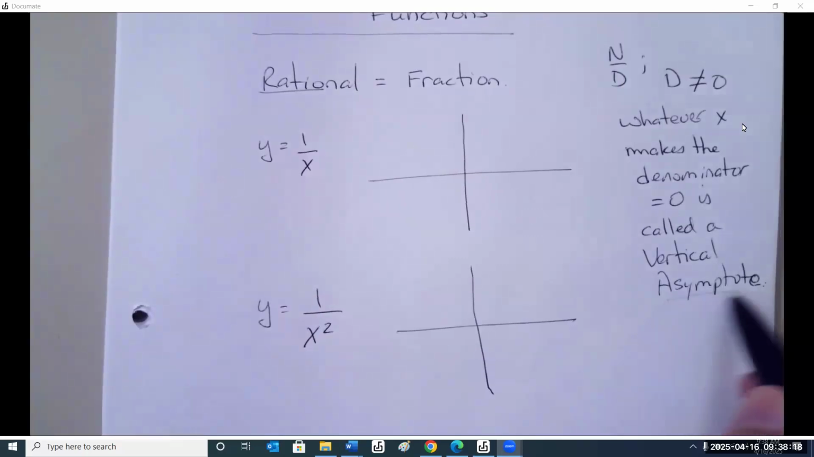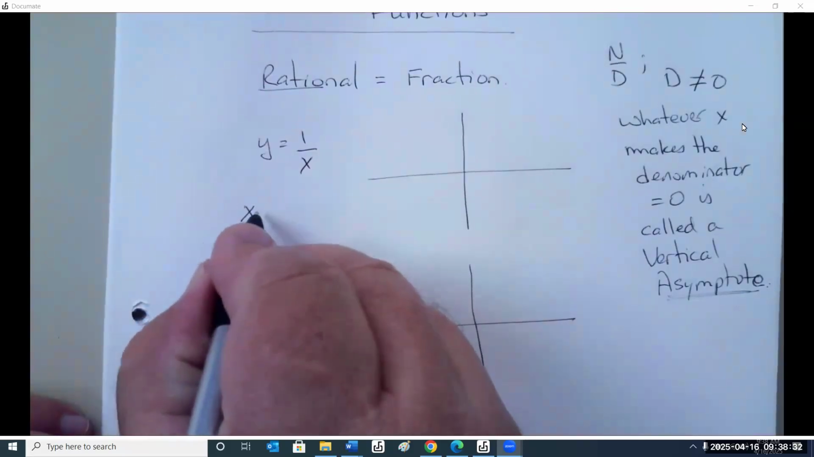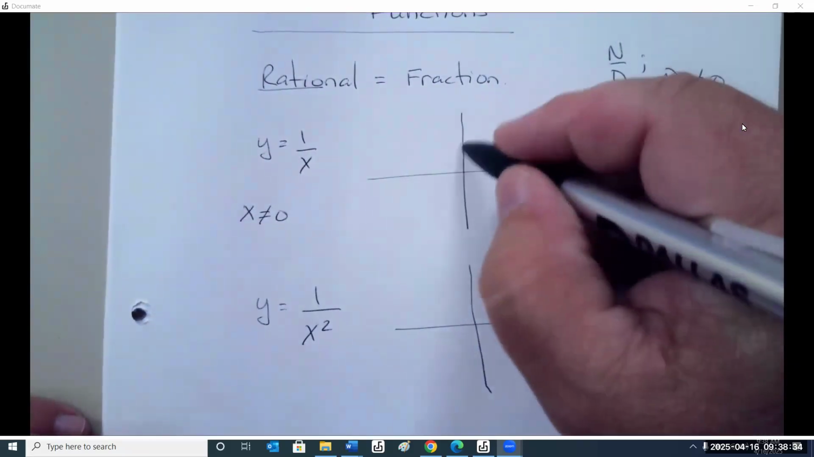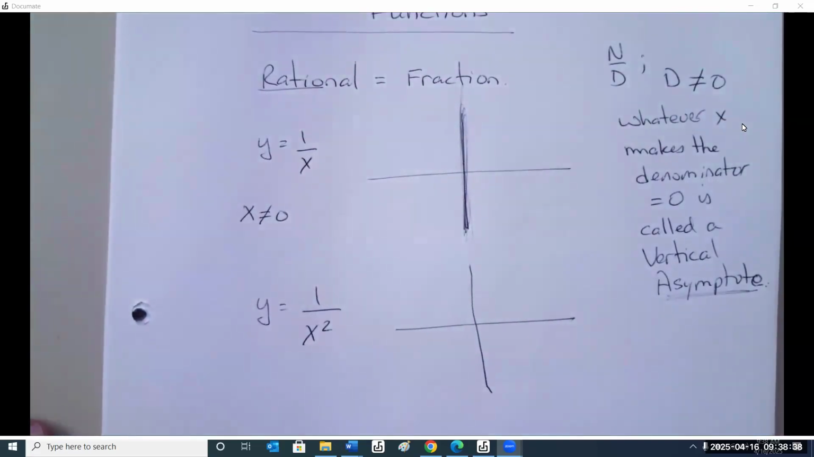An asymptote is a line that cannot be crossed. So what's our asymptote there? In the top one. Yeah, so x cannot equal 0. So we cannot cross that line. In this case, it's the y-axis.